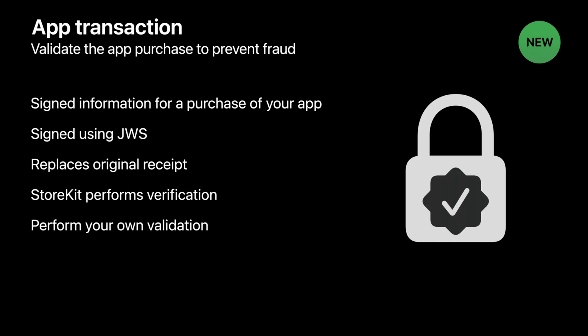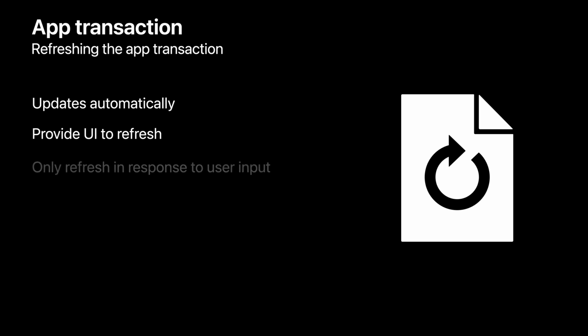Validating a JWS signature is a well-documented standard. You can refer to the public documentation to implement your own validation. StoreKit takes care of automatically updating the app transaction when necessary. However, in the rare case that the user thinks there's something wrong, it can be refreshed. You should provide UI in your app to allow your customers to refresh the app transaction. They should only be used in response to user action, as refreshing the app transaction prompts the user to authenticate.